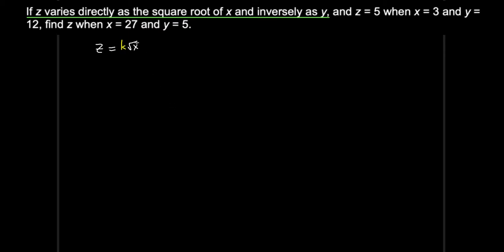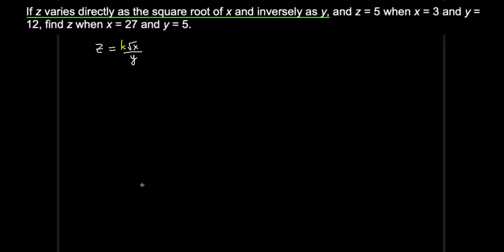Because directly means as the x increases, the z will increase as well. But now it also says inversely as y, and that means that we have to divide by the y. Because inversely means as the y increases, the z will decrease, and that makes sense, right? Because as you increase the denominator here, the whole fraction becomes smaller as the denominator gets bigger. So this is the correct equation that you would use to find the value of k, given that z is equal to 5 and x is equal to 3.